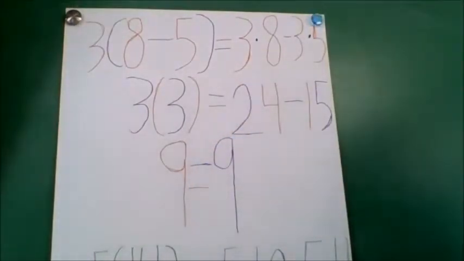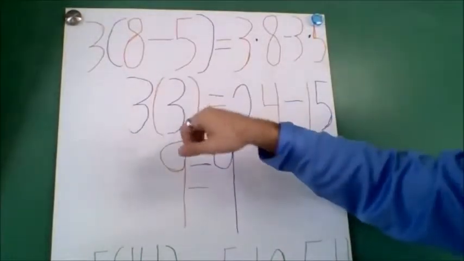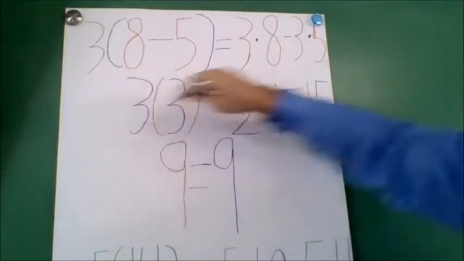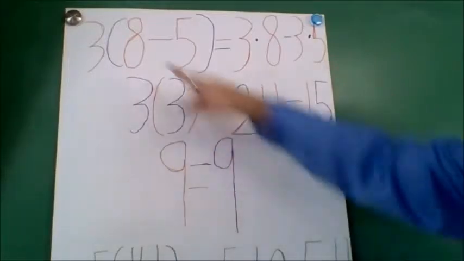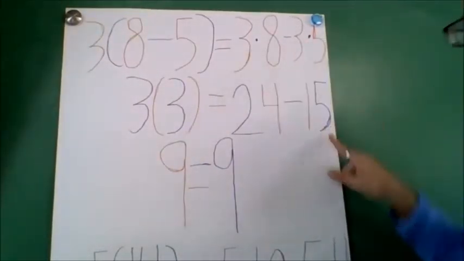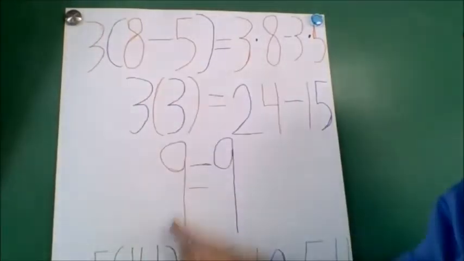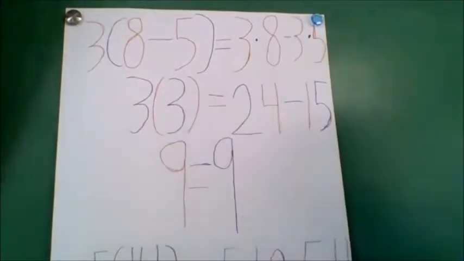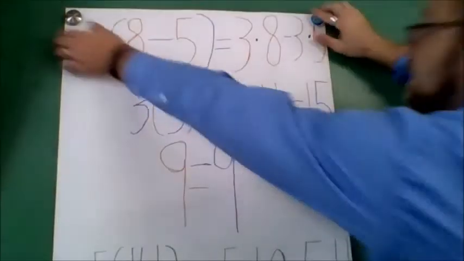So there's some more examples. Or another example for you with the 3, 8, and 5. Remember, don't do this for distributive. You do this for distributive, where you put the 3 to the 8 and to the 5, you get 24, you get 15, you get 9. This side is not distributive. This is distributive property. All right.